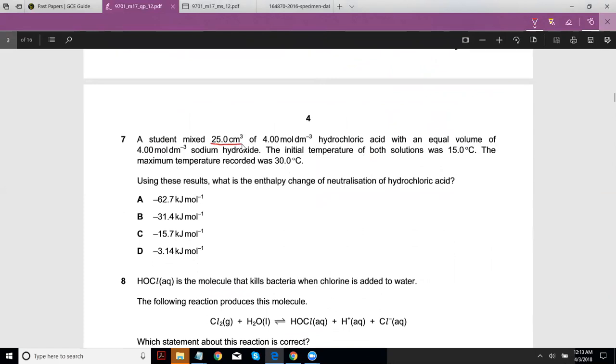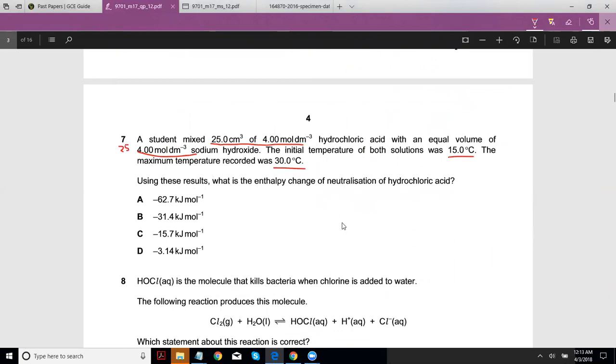A student mixed 25 centimeter cube of this concentration HCl with an equal volume of this much NaOH, so that's also 25 centimeter cube here, equal volume, right? The initial temperature of both solutions was 15. The maximum temperature reached was 30.